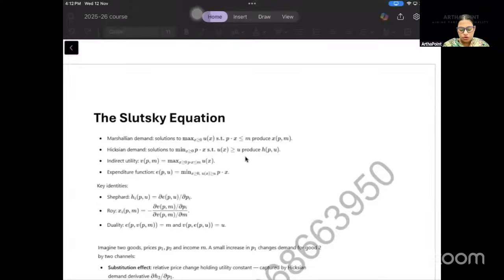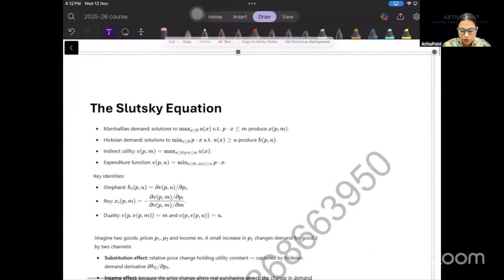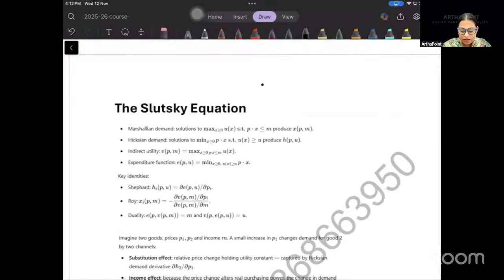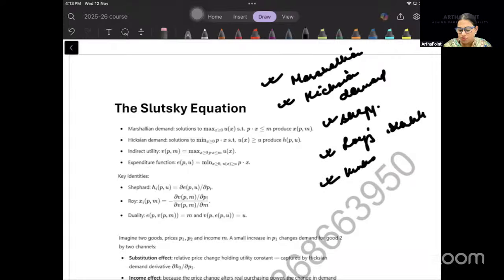Okay. So, I hope all of you have gone ahead and revised thoroughly Marshallian demand, Hicksian demand, Shepard's lemma, Roy's identity, and kinked budget constraint from the last two classes.